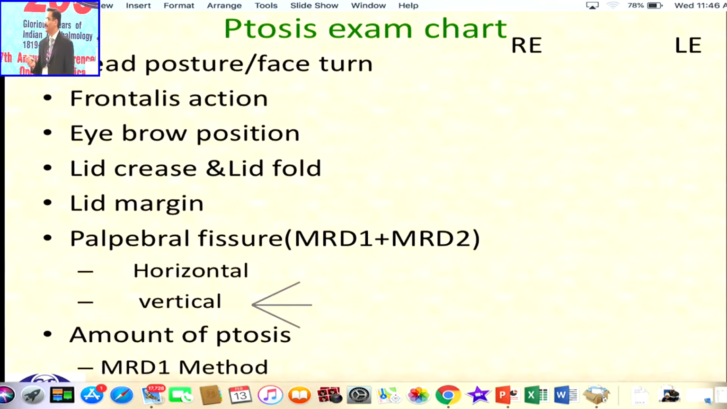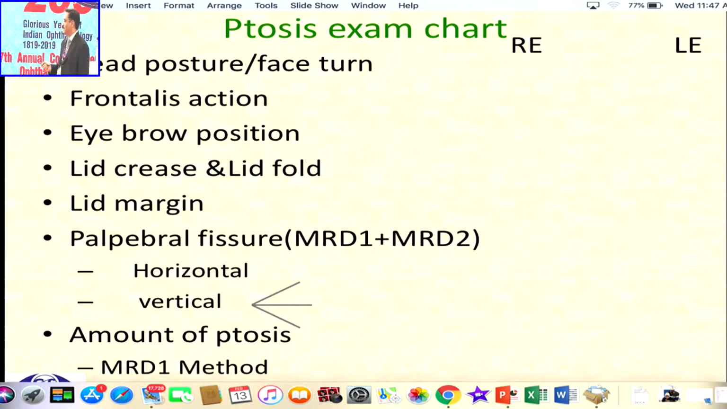Then the eyebrow position. In all severe ptosis, the patient will keep his or her eyebrow arched. So you will have to see that. This may create some aberration in the ptosis measurement also. Then the lid crease, position of lid crease and lid fold, and lid margin, whether the patient is having entropion or ectropion or not. So we have not come to the ptosis till these points. There are these 5 points which are not related directly to the ptosis. So in our ptosis examination point chart, the initial 5 points are not related to the ptosis per se.